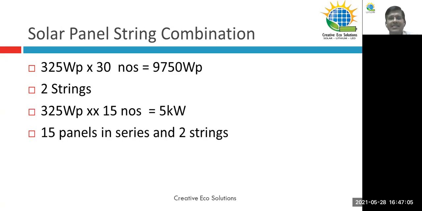So we will be putting 15 panels of 325 watt peak in series. So close to around 5 kilowatt is one string, and the other 5 kilowatt is the other string. So we'll have two strings, which will be completing 10 kilowatt.